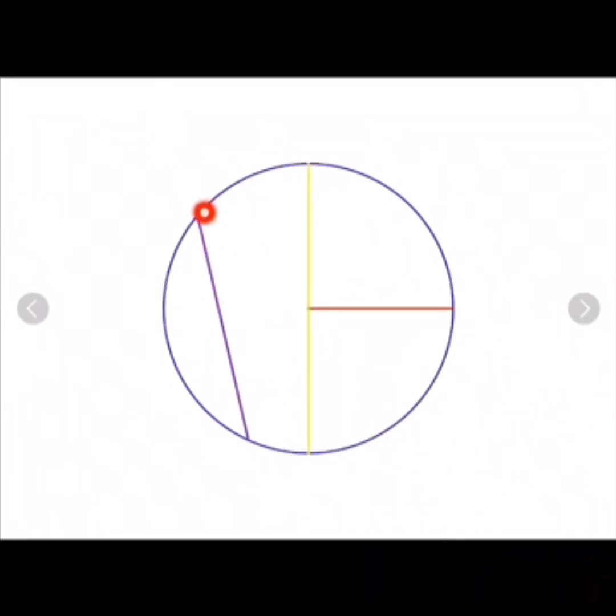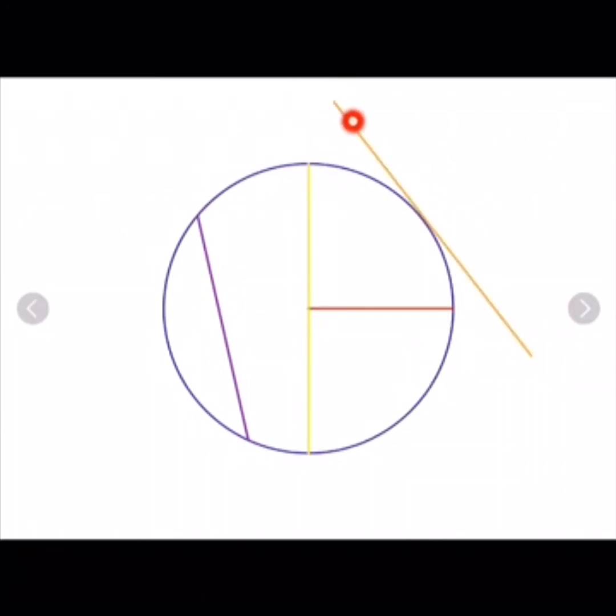Alright, then we have this purple line, and it's not going through the middle, which is quite important to understand. That is known as a chord. Any line that's inside the circle that's not going through the middle point is known as a chord. So you can see there, that purple line, not going through the middle, is a chord.